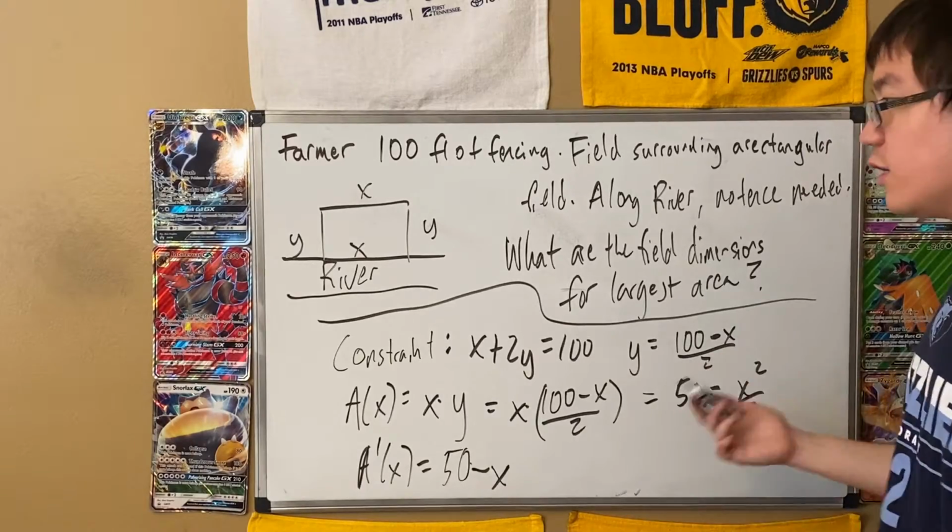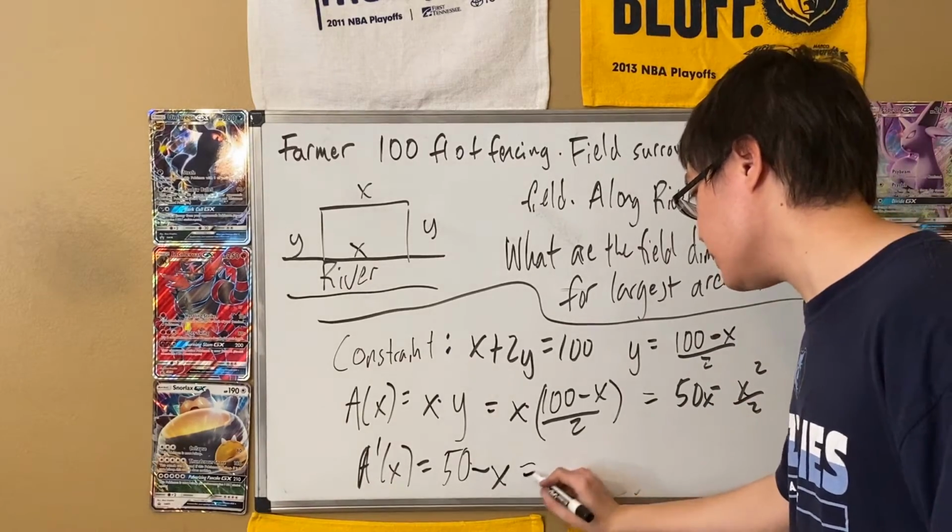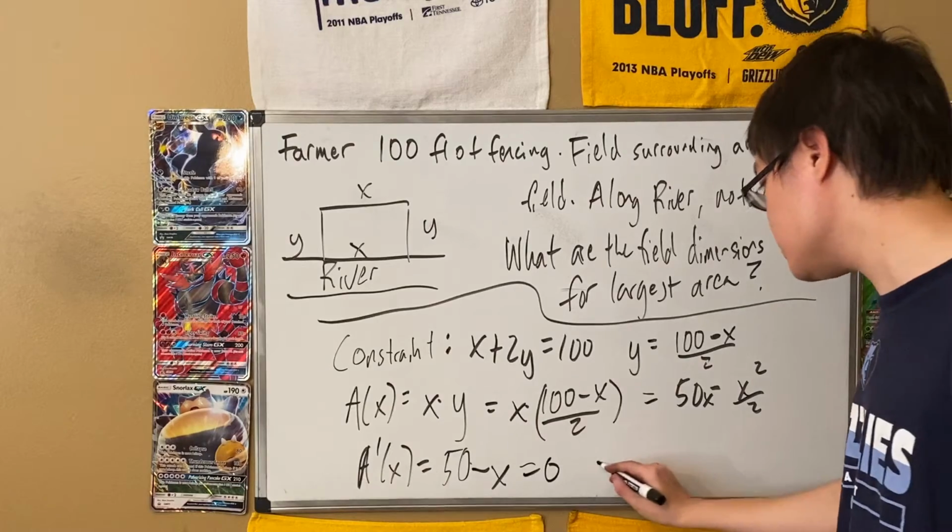X is equal to 50. Oh yeah, all this is right. I don't know why I'm confused. So x is equal to 50. So we're going to draw our nice little sign chart.